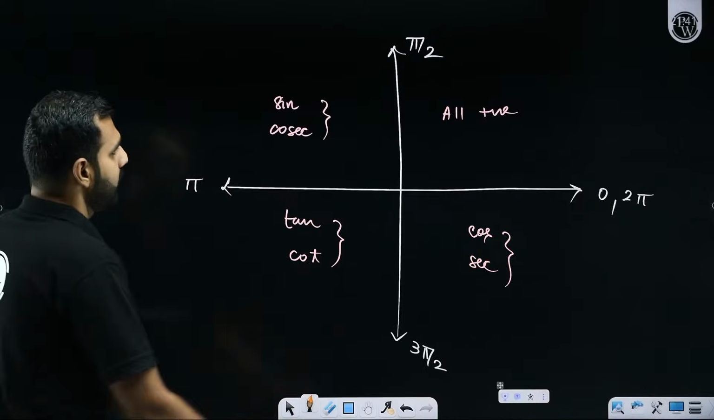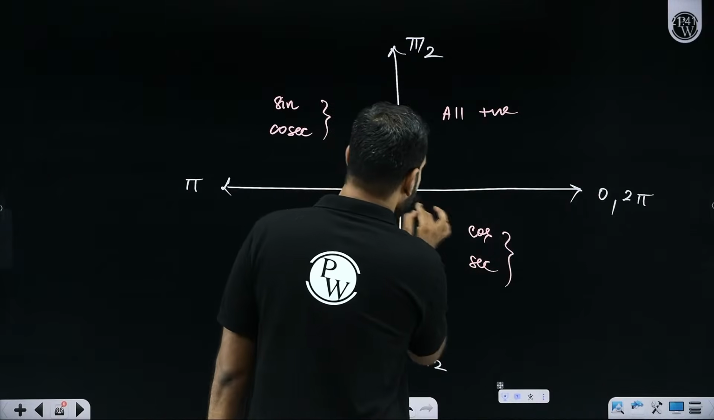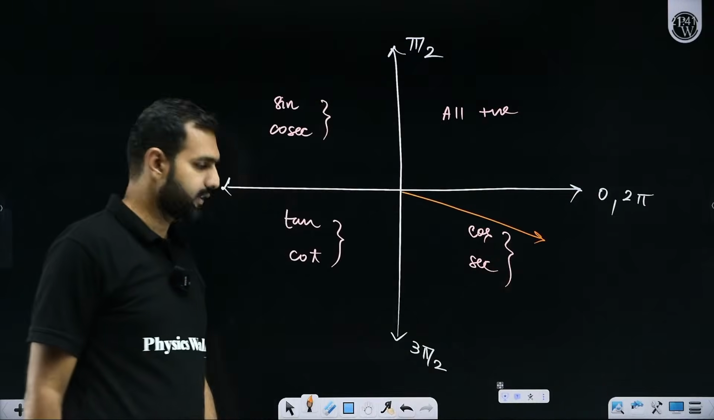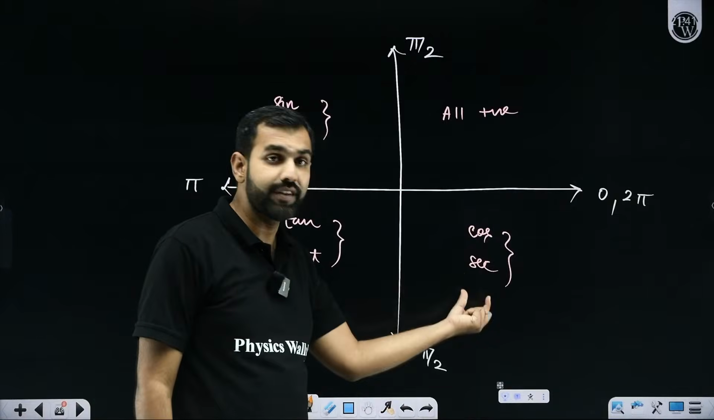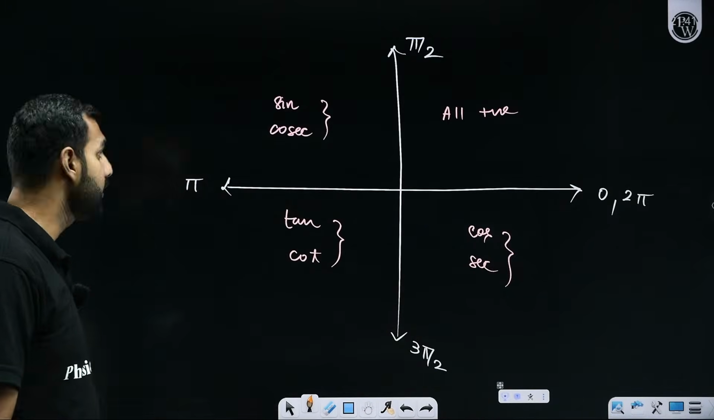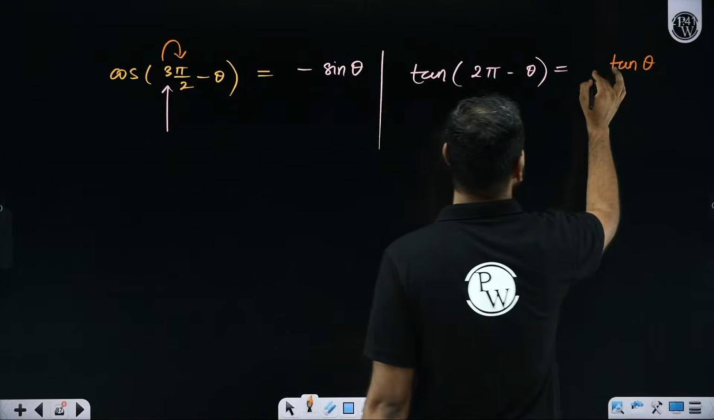2 pi minus theta. This is 2 pi. Minus theta will push you in the fourth quadrant. In the fourth quadrant, cos and sec are positive, which means tan will be negative.